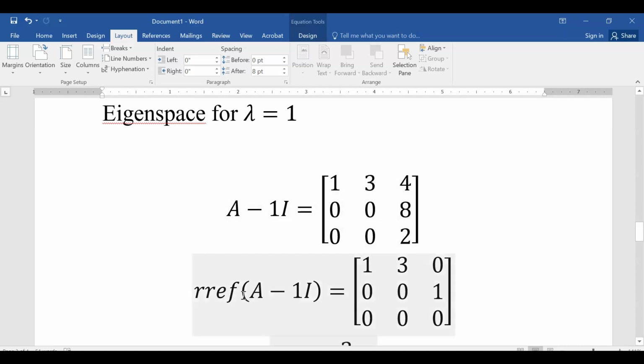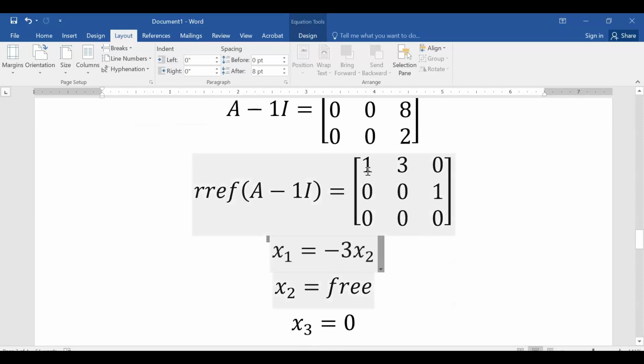When you row reduce that matrix, you get 1, 3, 0, 0, 0, 1, 0, 0, 0. Now notice what this one does. If I were looking for a general solution, x1 would be equal to negative 3x2. That's because x1 plus 3x2 has to be equal to 0, so you move the 3x2 to the other side. And then x3 would have to be equal to 0.